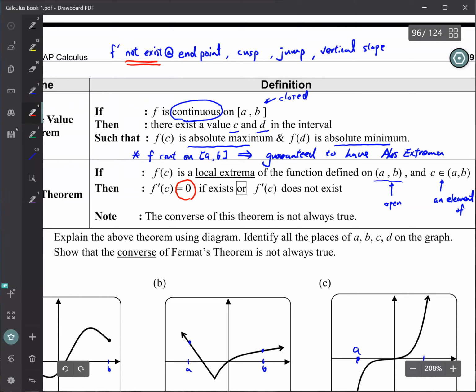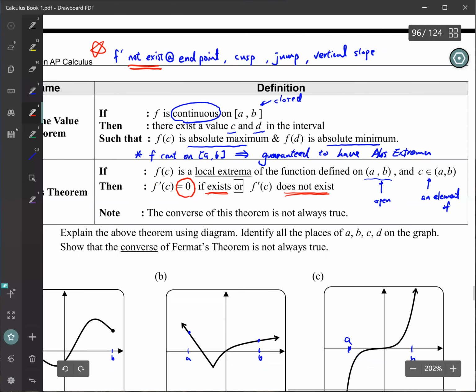So this is just a review. It has to exist first, and be equal to 0. Then, this is the conclusion: if it's local, then we know the slope has to be 0, or it does not exist. It could be two possibilities. For does not exist, you can look at the top, we just reviewed that. It could be those four places. Let me repeat again: if you know it's local, then the slope either equals 0 or doesn't exist.